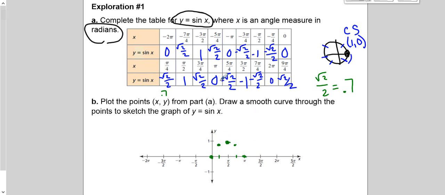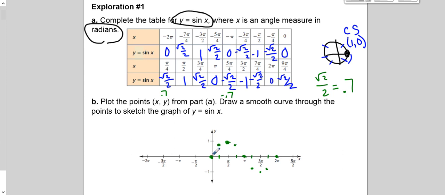And what's our next point? We did this one, 5 pi over 4, and negative rad 2 over 2. So it's going to be negative 0.7. With 5 pi over 4, that's halfway here. Down to about negative 0.7. 3 pi over 2 is negative 1. 7 pi over 4 is halfway, negative 0.7 again. 2 pi is back at 0.